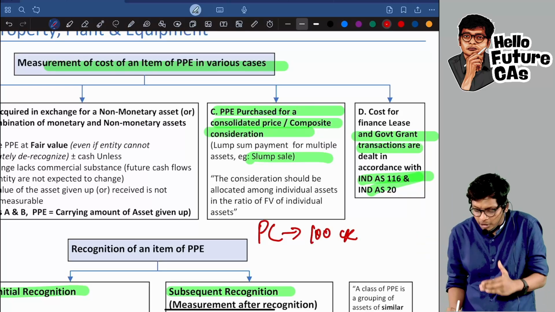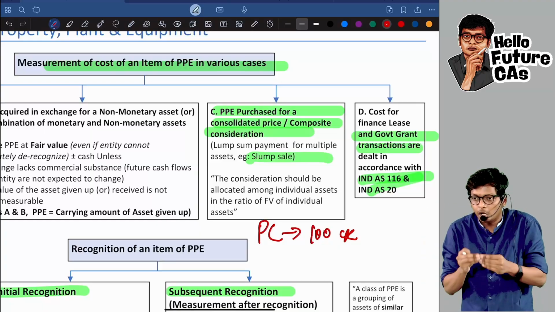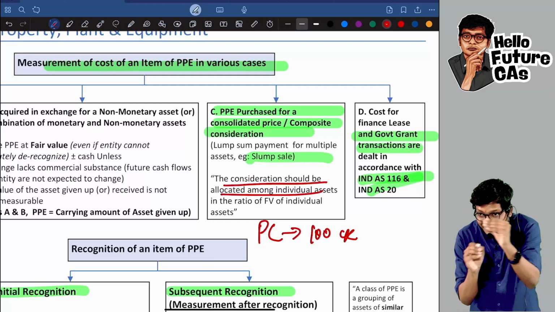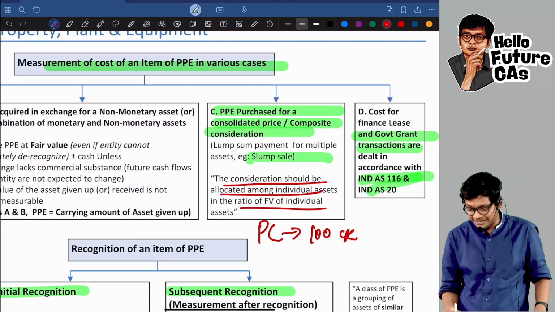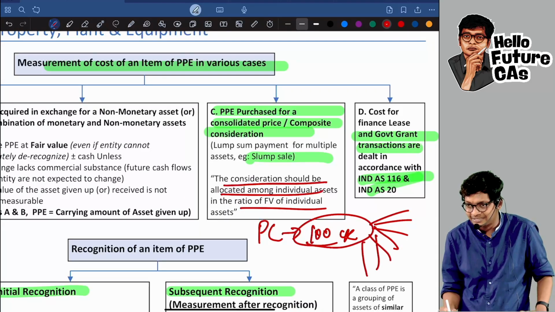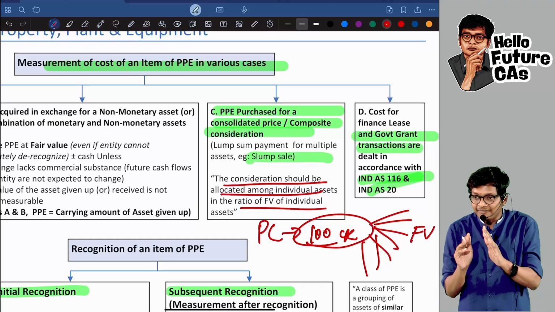Now how do I account this in my books? Just like what amalgamation tells, either at the price or if the price is not ascertainable, the consideration should be allocated among the individual assets in the ratio of their fair values. Sir, 100 crores I got the whole business. It has 20 different assets, car, building, plant and machinery. In the ratio of fair value, I will allocate.